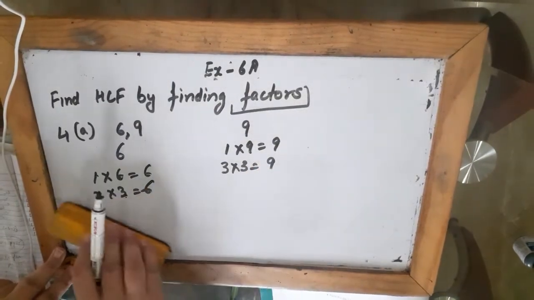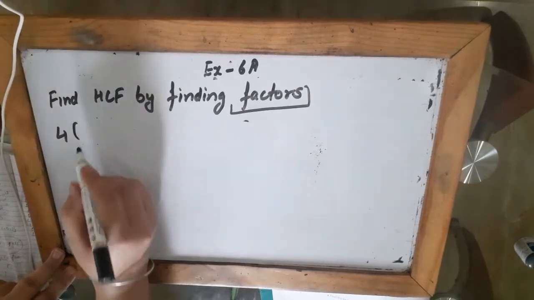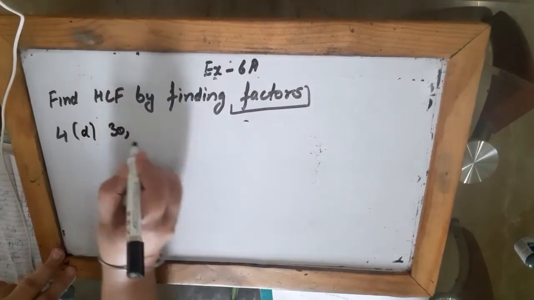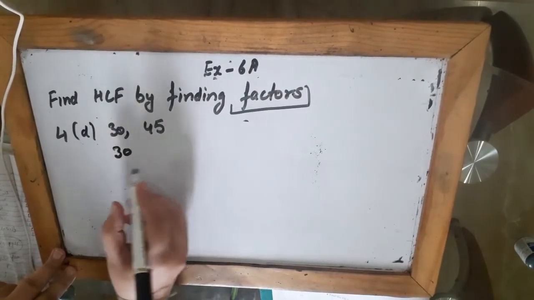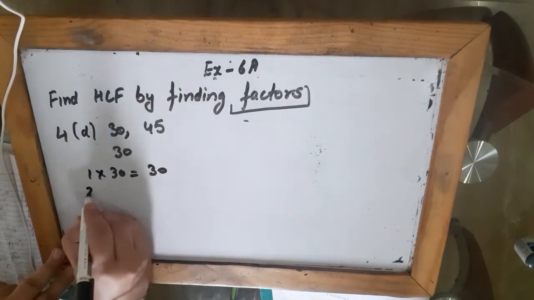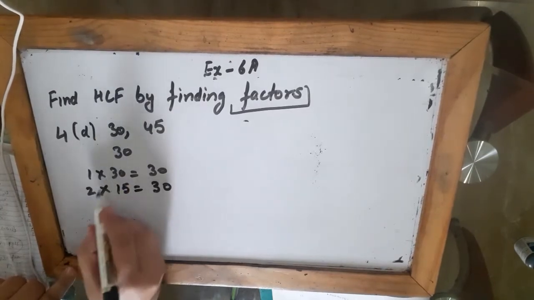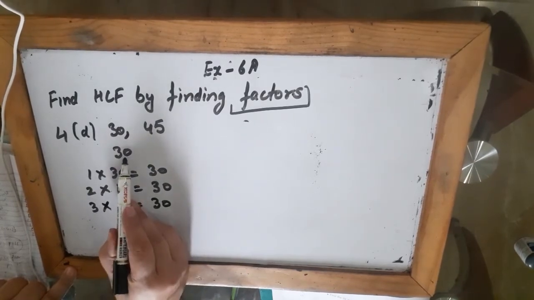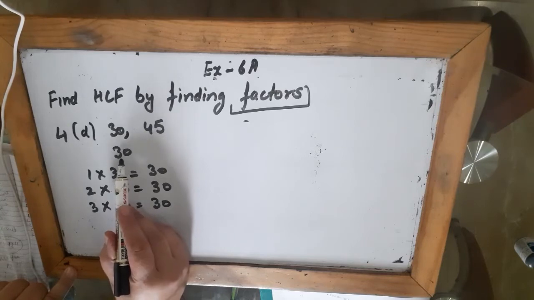Now let me take one more example. Let me take the numbers 30 and 45. Now first of all, the factors of 30. 1 30s are 30. Now 2 also is a factor. 2 15s are 30. Now 3 also is a factor. 3 10s are 30. 4, do you get 30 on the table of 4? No, 4 is not a factor of 30.